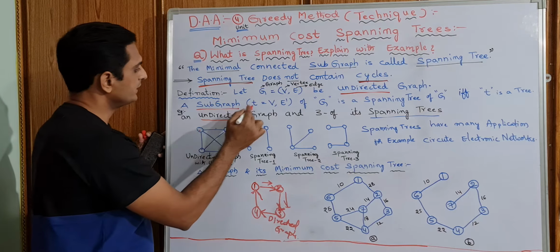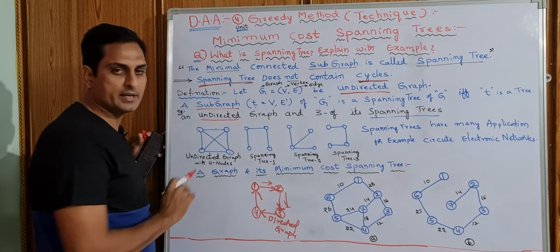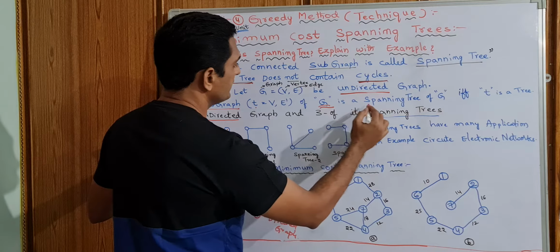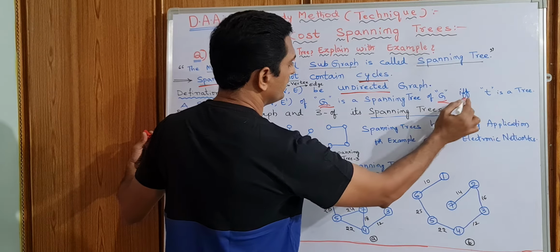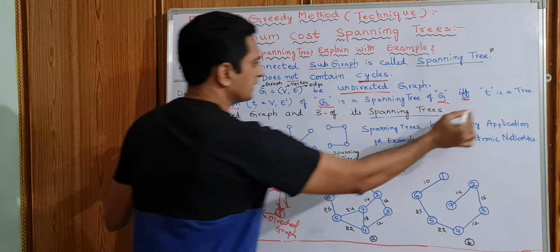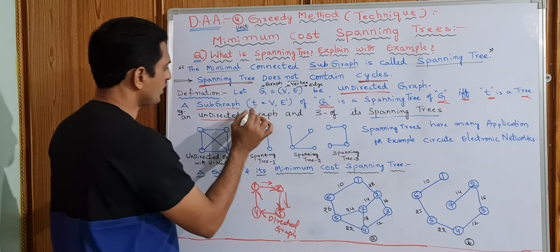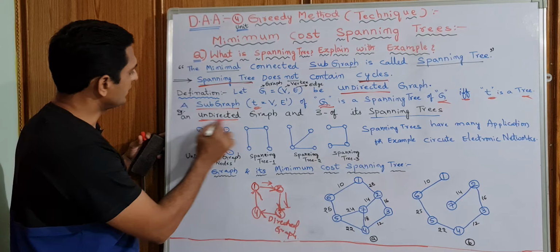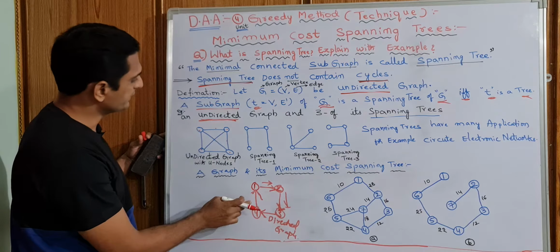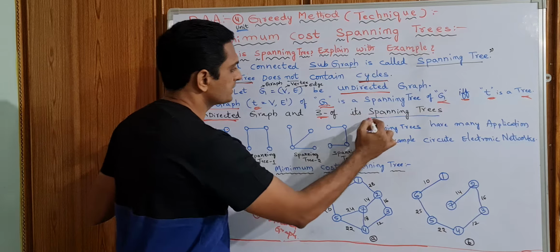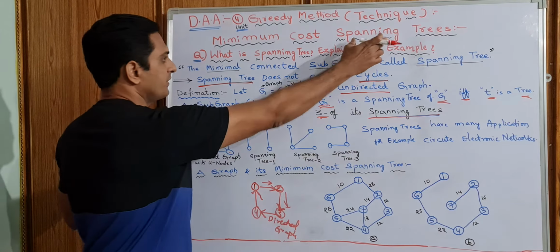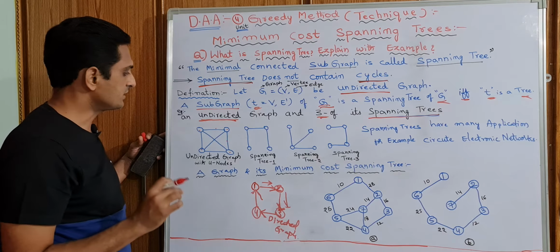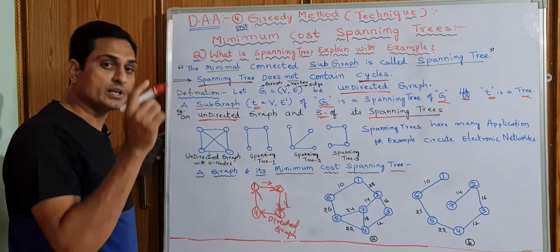A subgraph T equals (V, E') of G. T is a spanning tree of G if and only if T is a tree. For example, take an undirected graph. I already told you this is an undirected graph and that is a directed graph. Here is a graph and three of its spanning trees. By our definition, a spanning tree is nothing but a tree in a graph, without directions, without loops and without repetitions.